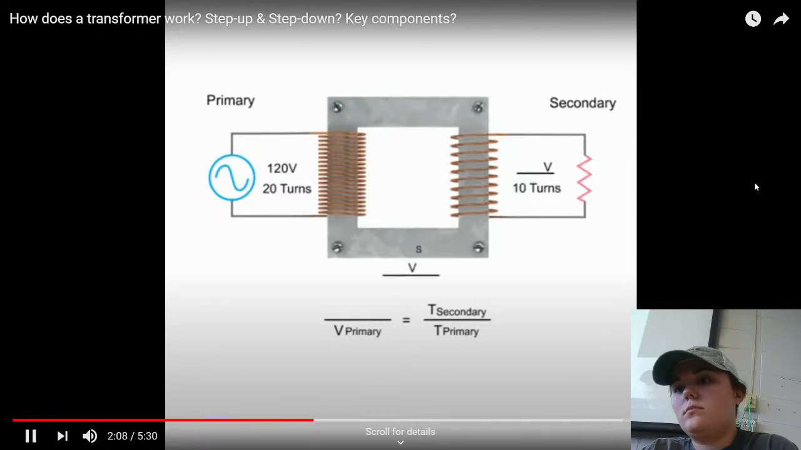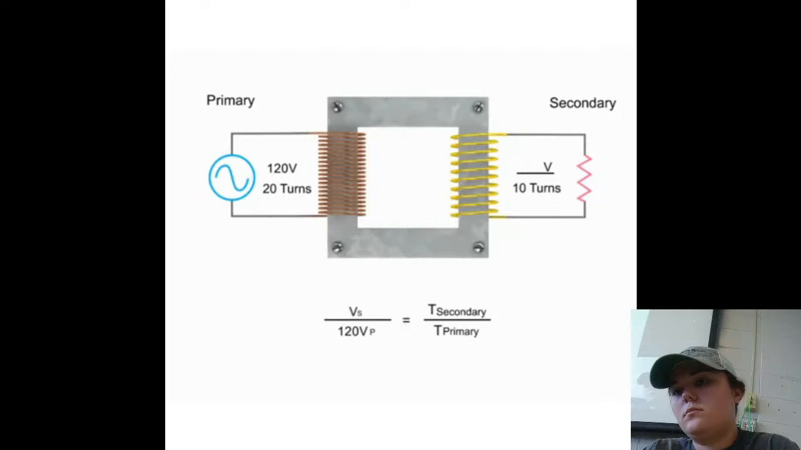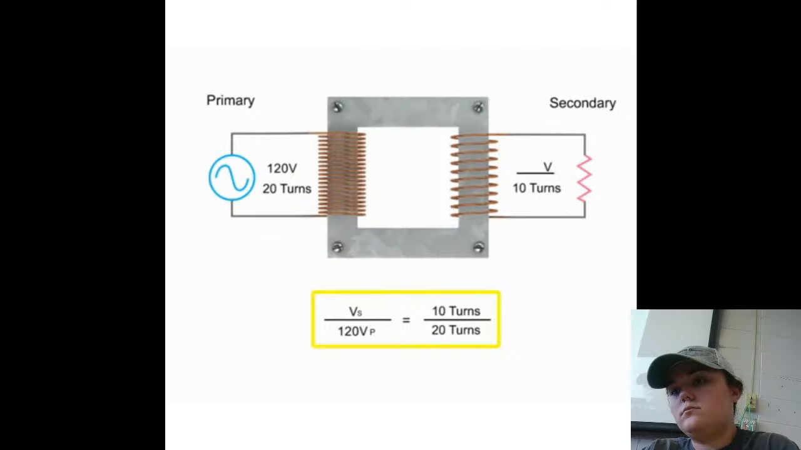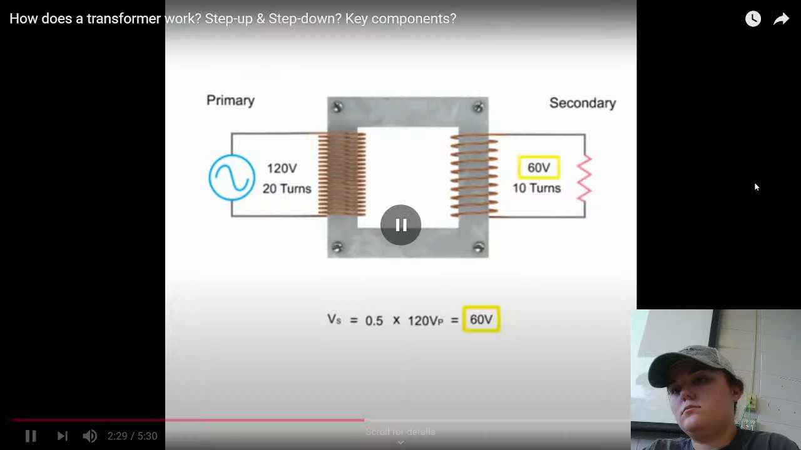Secondary voltage to primary voltage ratio is the same as the secondary coil to primary coil turn ratio. Rearranging the formula and then dividing 10 turns by 20 turns, we get 0.5 multiplied by 120 V. This results in a calculated step-down voltage of 60 volts.